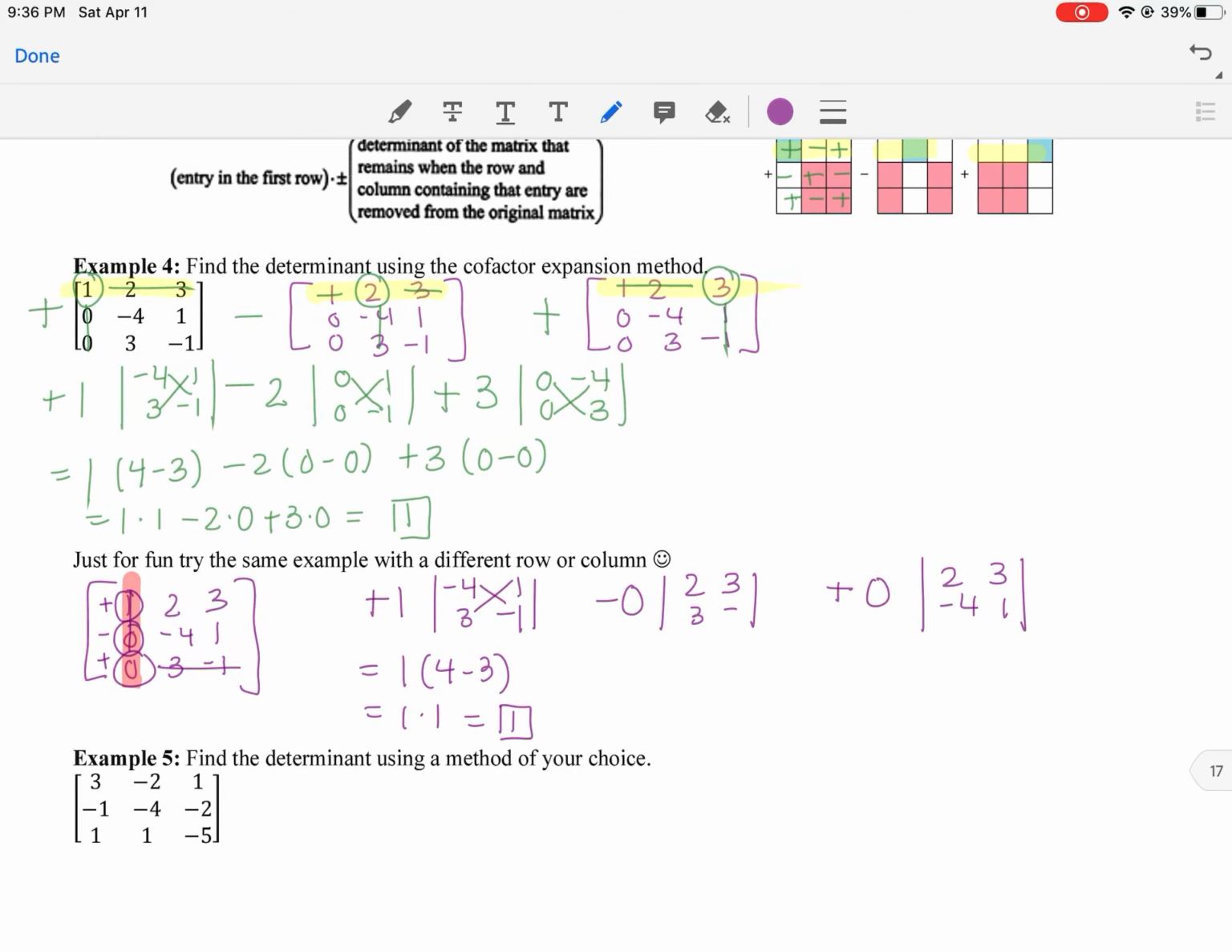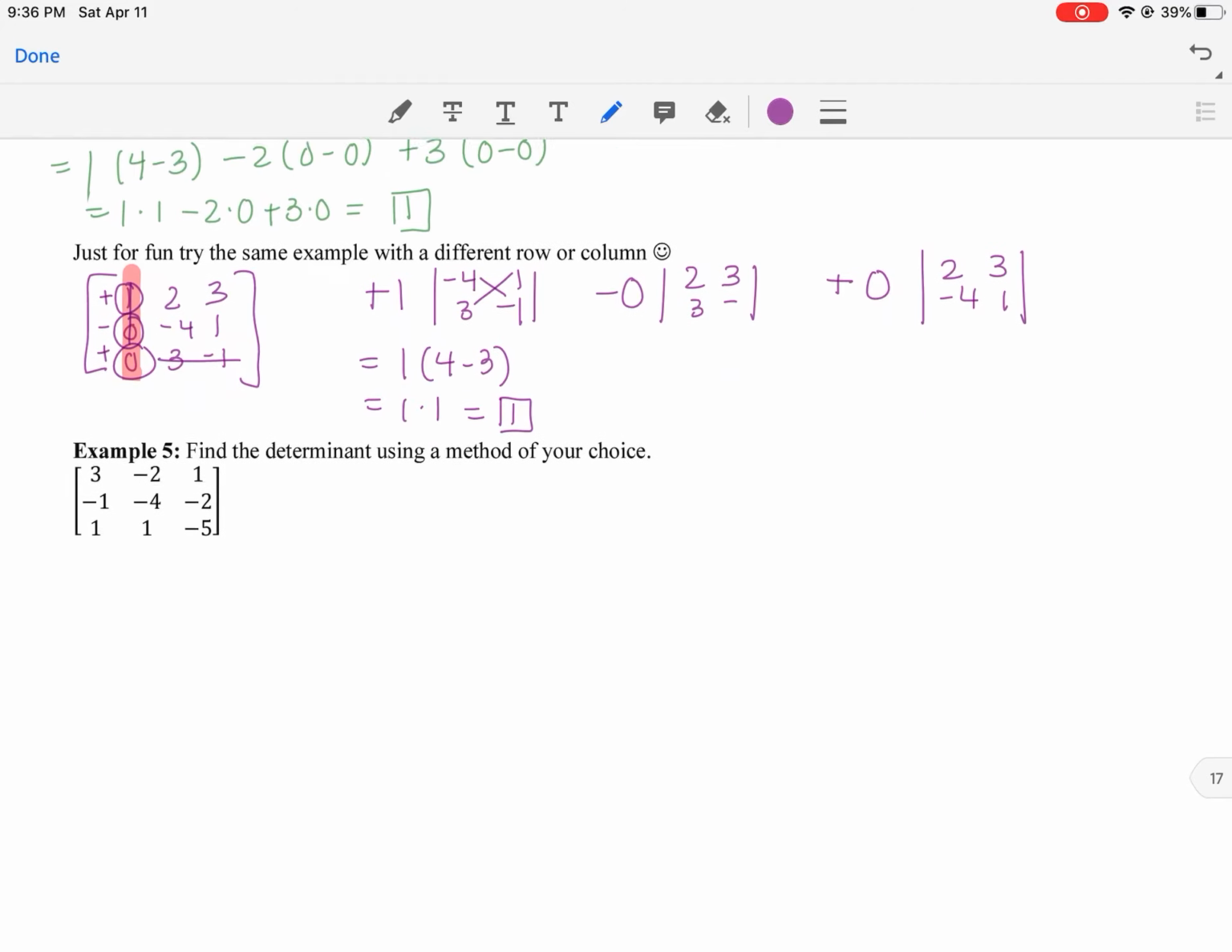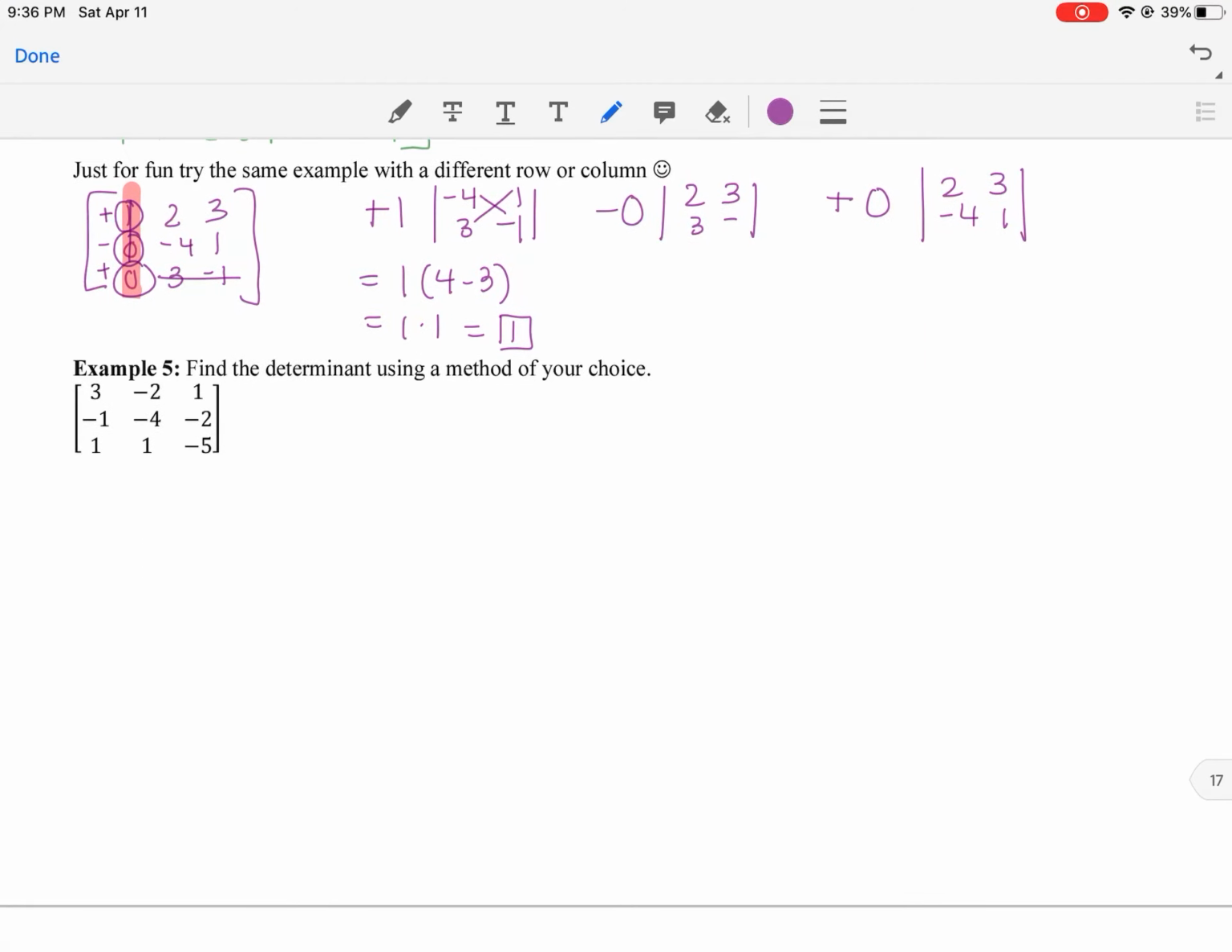These are 0, so even if we get a number for the determinant, 0 times anything is still 0, so that's not going to really matter. We still end up with 1. So it doesn't matter which method or which row or column you use, you should get the same.